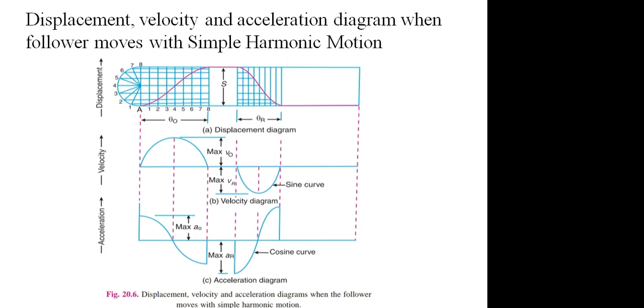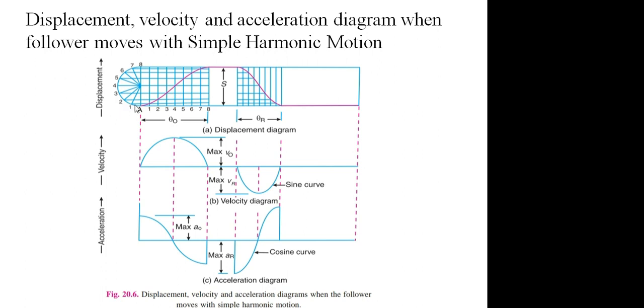Take half of the stroke length as a radius, with this point as a center, and draw the semicircle. Now divide this semicircle into equal even parts, the same as theta O and theta R. You have divided theta O and theta R into 8 equal parts, so divide the semicircle also into 8 equal parts. Now transfer all these points horizontally to theta O and theta R.